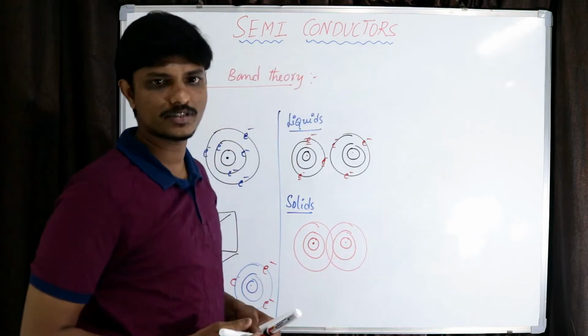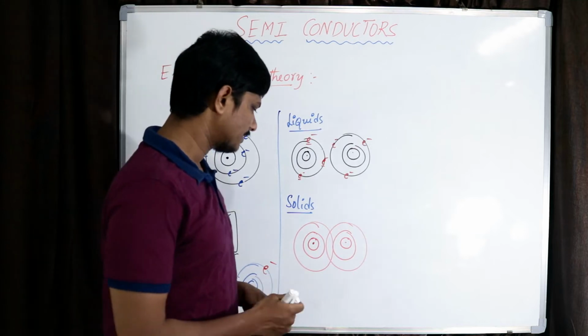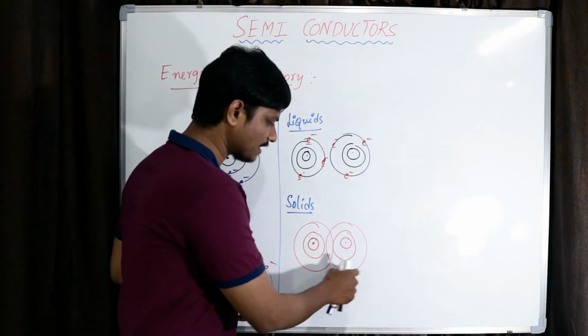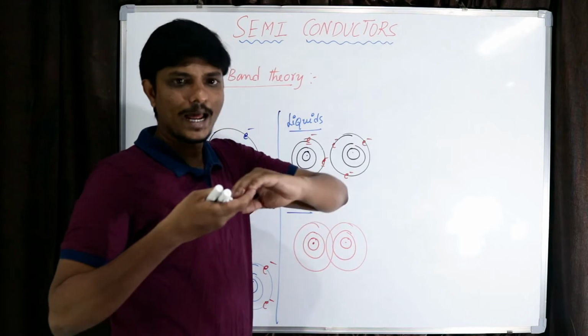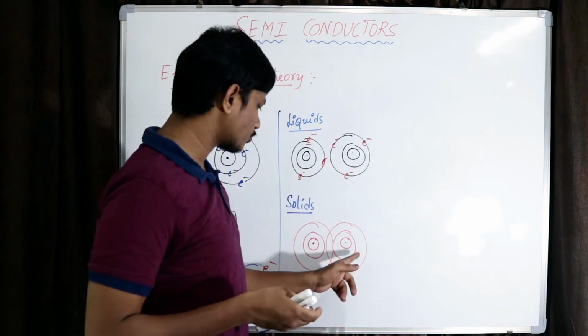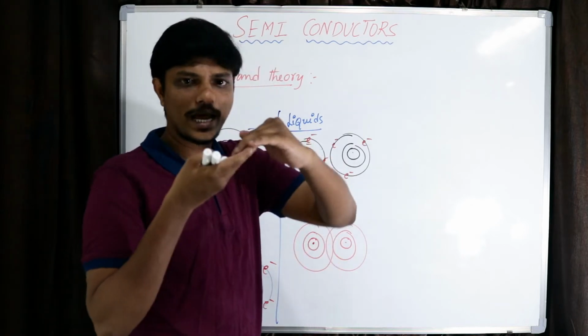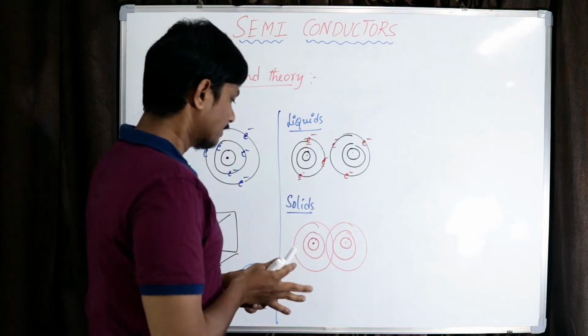So this is what happens. When it comes to solids, the outer layers, which are nothing but valence bands, will overlap with each other. So the valence bands of the two atoms will be overlapped with each other. Therefore, there is a problem.